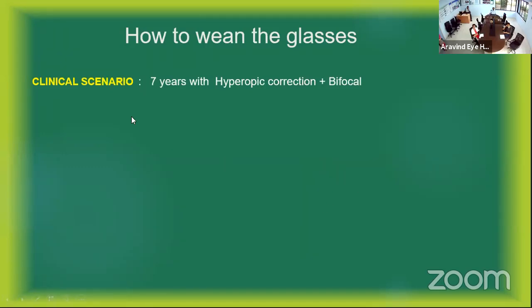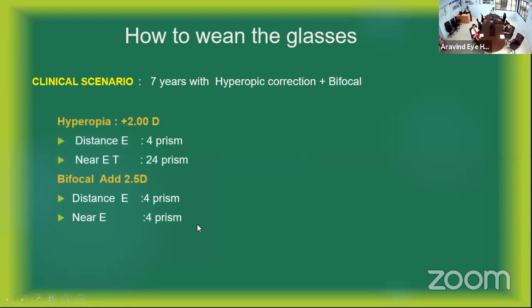So you have a clinical scenario where a 7-year-old patient with the hyperopic correction with the bifocal add is coming. This is how the ET is looking like. Only with the distance correction of +2, the distance is 4 and the near is 24 prisms. And with the bifocal, both the distance and near are almost corrected at 4 prisms. So now this is what the child is wearing. Now the child is coming for follow-up. What do you do next?